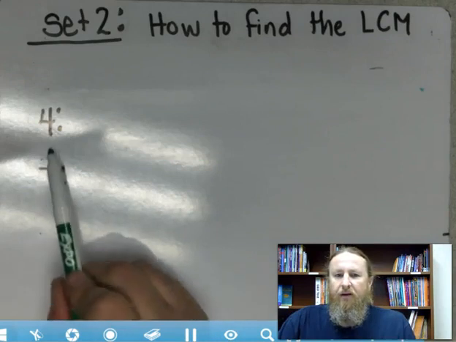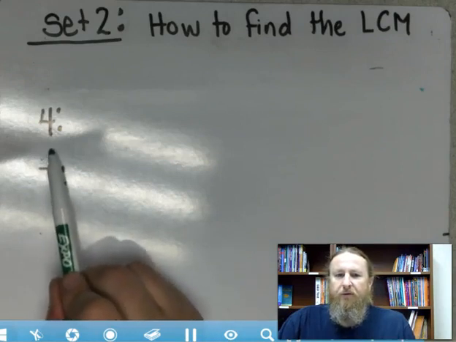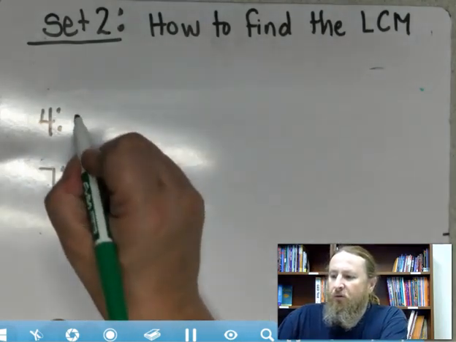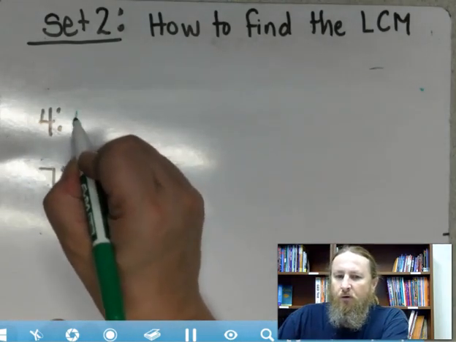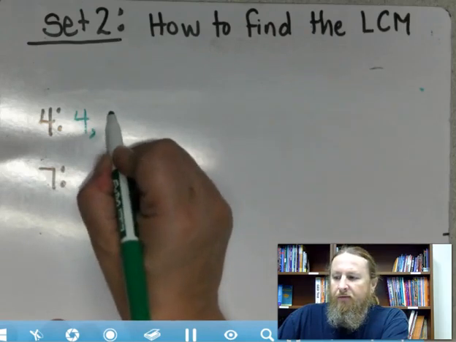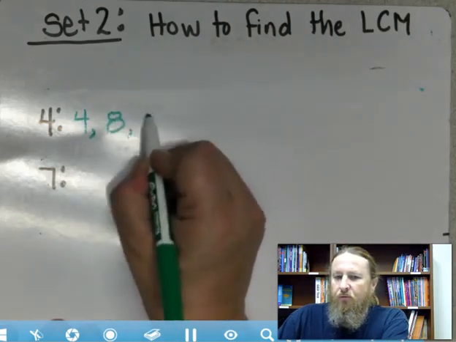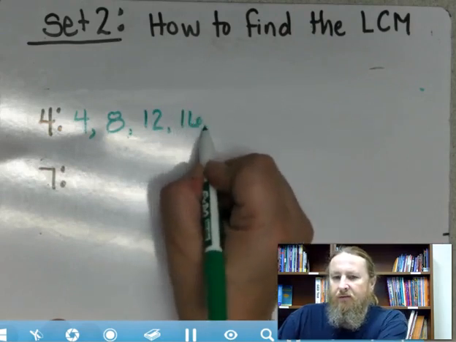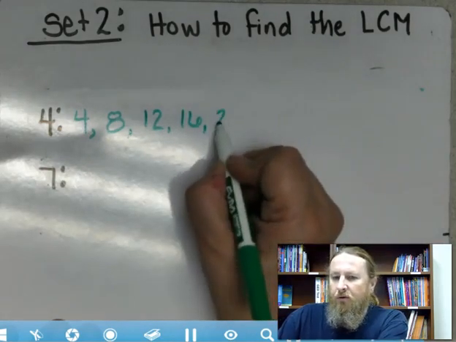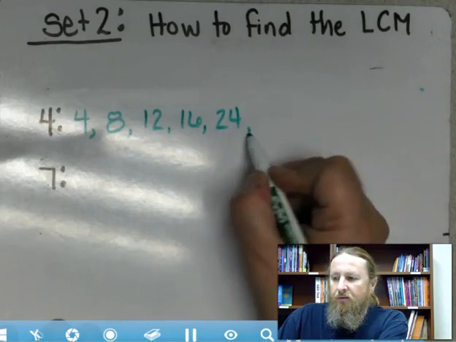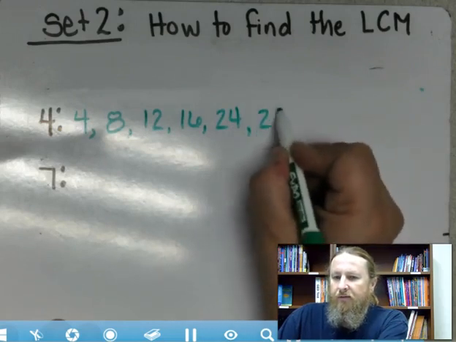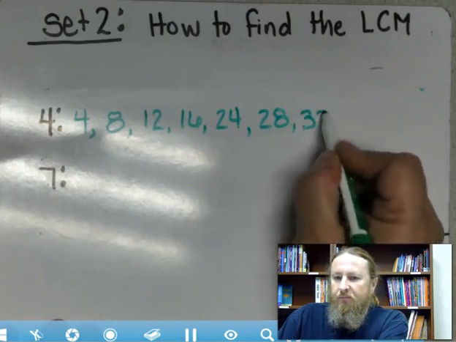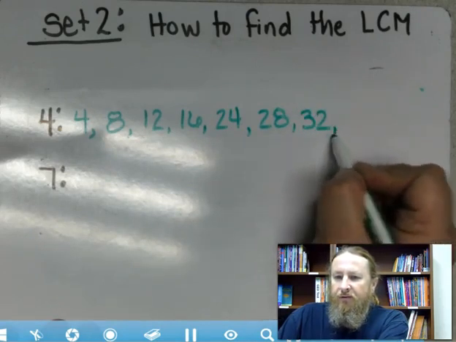So the next set of common multiples we are going to look for are 4 and 7. So we're going to start with multiples of 4. So we're going to say 4, 8, 12, 16, 24, 28, 32, and 36.